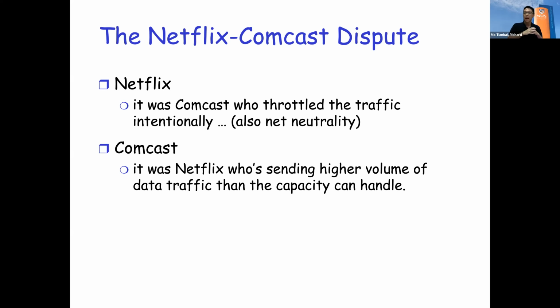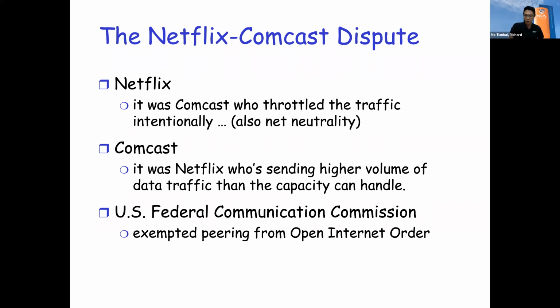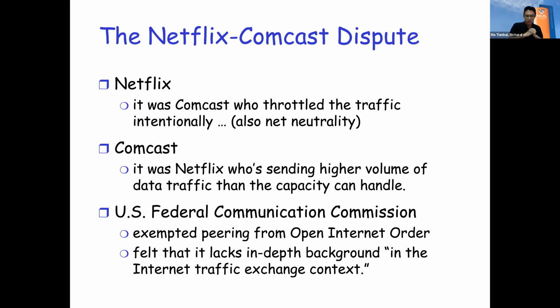But on the other hand, Comcast said that it was Netflix who intentionally sent a much higher volume of traffic than the capacity can handle. Okay, so although at that time the regulator, the US FCC, was trying to push for its net neutrality regulations, it still decided to exempt this peering relationship from its open internet order at that time. So it does allow the ISPs to charge differently for different qualities. And this is because the regulator felt that it lacks in-depth knowledge in the internet traffic exchange context.